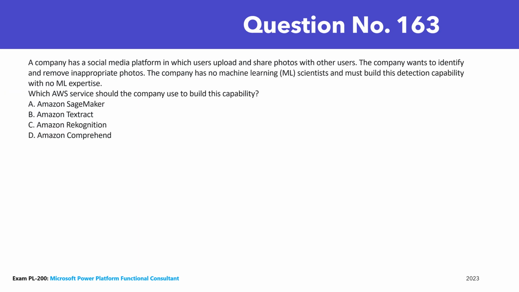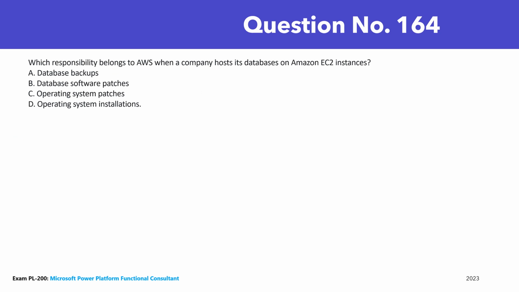A company has a social media platform in which users upload and share photos with other users. The company wants to identify and remove inappropriate photos. The company has no machine learning, ML, scientist and must build this detection capability with no ML expertise. Which AWS service should the company use to build this capability? A. Amazon SageMaker. B. Amazon Textract. C. Amazon Rekognition. D. Amazon Comprehend. Correct answer, D.